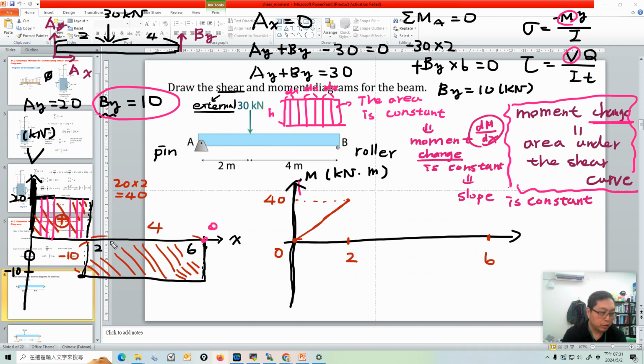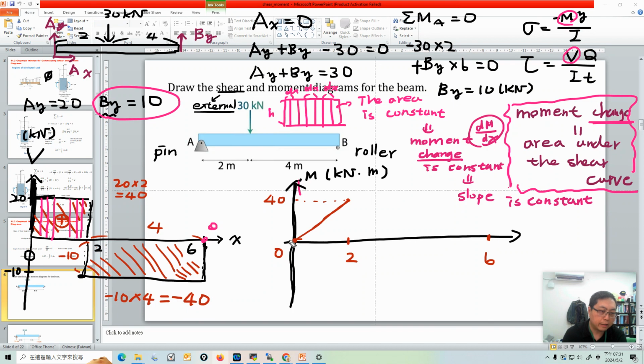So the area of this curve, you have to consider positive and negative, because it's very important. So it's minus 10 here, and here is a 40, so it's minus 10 times 40, so it's minus 40. Between 2 and 6, the change of the moment is equal to the area under this curve, which is minus 40. That means the change of the moment is minus 40.